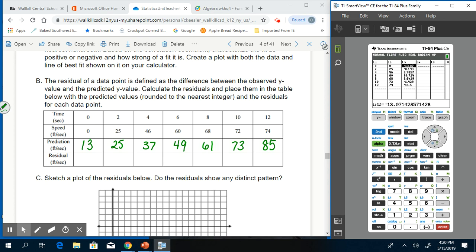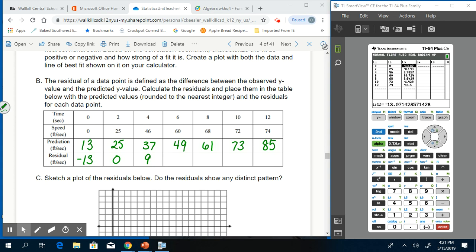So if I actually wanted to calculate the residual, I would do 0 minus 13, and I get negative 13. And our first value is negative 13 if we were to round it to the nearest integer. For our second residual, we do 25 minus 25 and get 0. And our second residual, rounded to the nearest integer, would be 0. The next one, if I subtract 46 minus 37, I would get 9. And in the table, the residual is about 9.